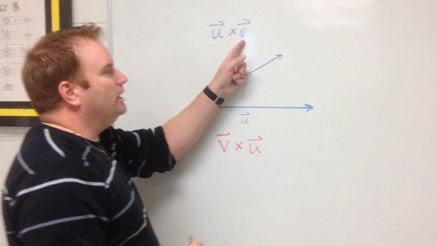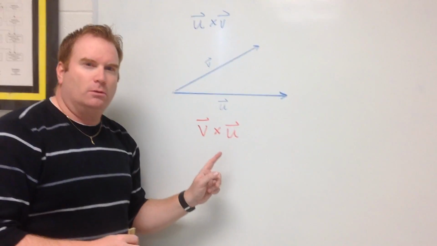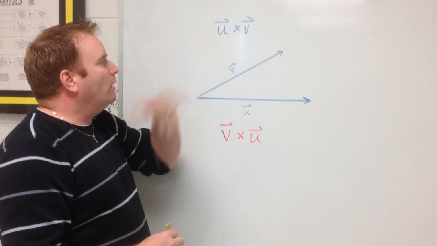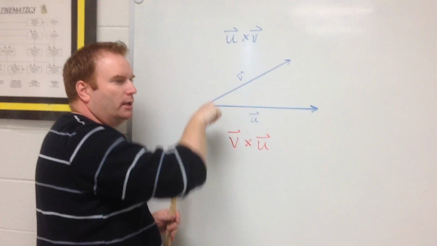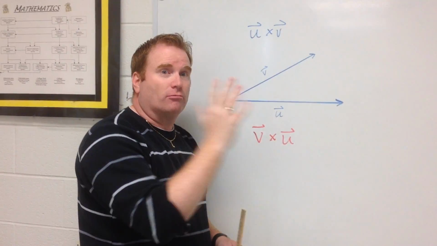So U cross V is not the same as V cross U. U cross V comes out of the board, and V cross U goes into the board. This is what's known as the right-hand rule.